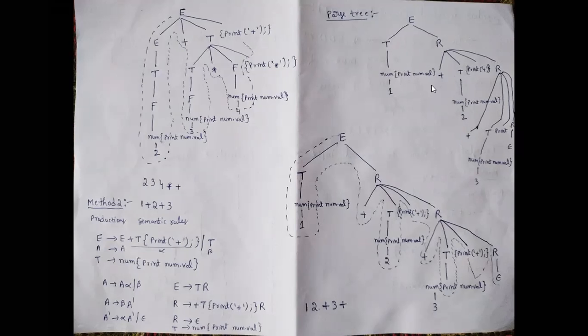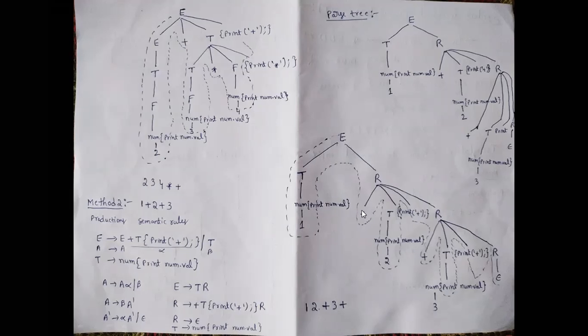With this parse tree we convert an infix expression to a postfix expression. What is the rule to convert an infix expression to postfix? We traverse top to bottom and left to right. Okay, we have E, and this is the way we move. So 1: print num dot value, we have to print this value. So 1, and we move this way.